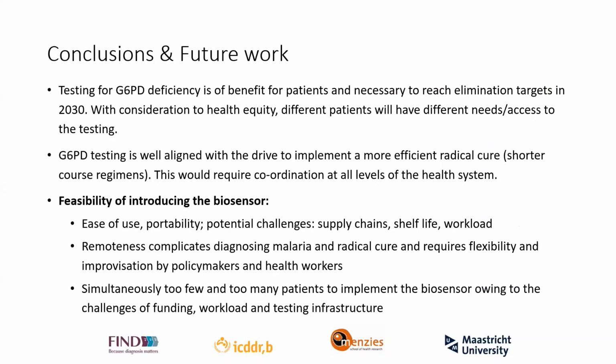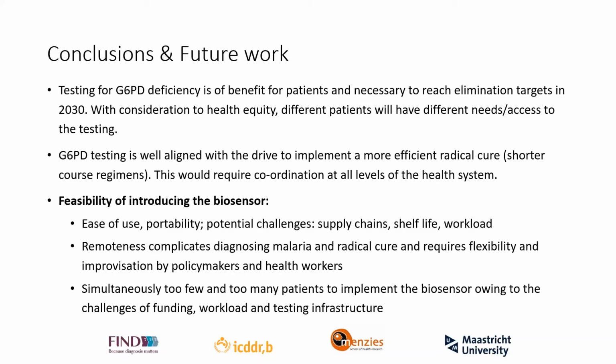So for conclusions and future work, just briefly, it was seen that the testing for G6PD deficiency is of benefit for patients and necessary to reach elimination targets in 2030. And with consideration to health equity, different patients will have different needs and access to testing. And this goes back to the map that Nora pointed at in the first part of the presentation. Also, G6PD testing is well aligned with the drive to implement a more efficient radical cure, a shorter course regimen, but doing so would require a lot of coordination at all levels of the healthcare system.